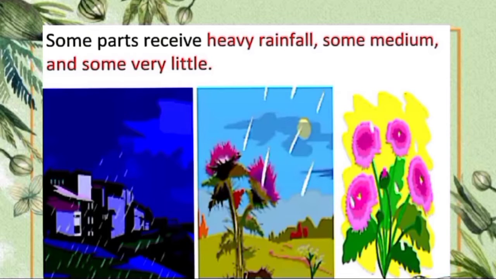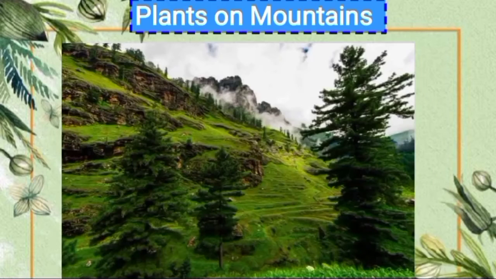So the adaptations of plants in areas with heavy rainfall are that they have many leaves that are flat and thin, and they do not shed all their leaves during the dry season, and they remain green throughout the year, and therefore they are called evergreen trees. Now next is plants growing on mountains.